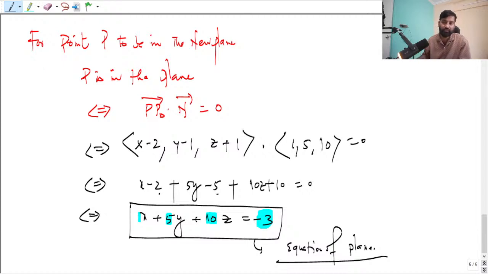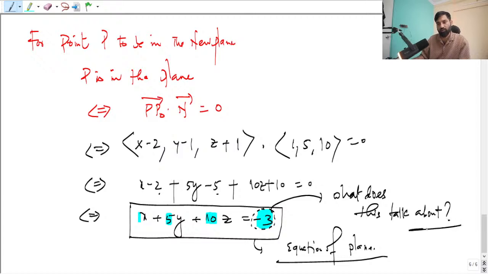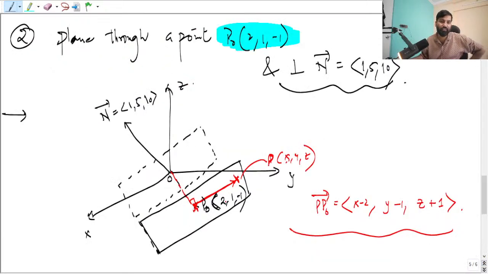And what does this constant term roughly measure? What does this talk about? ये क्या बताता है? How far you move, let's say that your plane was here, and how far you're moving, right?